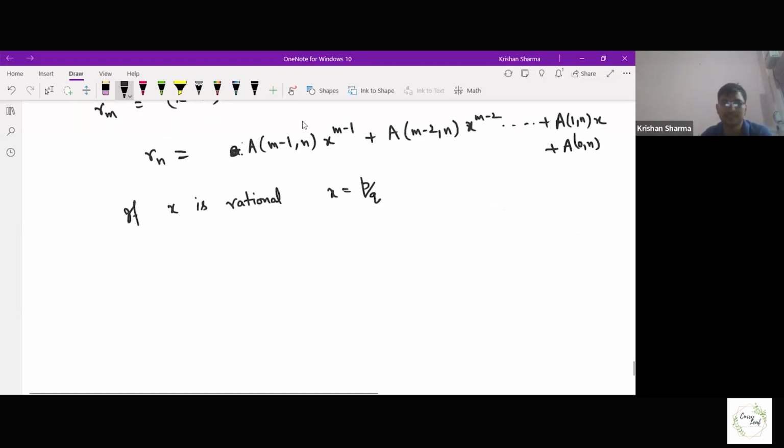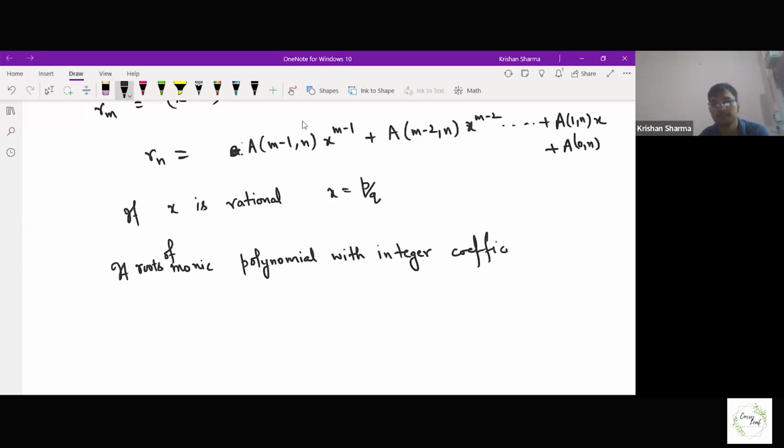So what we have is the result: if the roots of a monic polynomial with integer coefficients are not integers, then they are irrational.